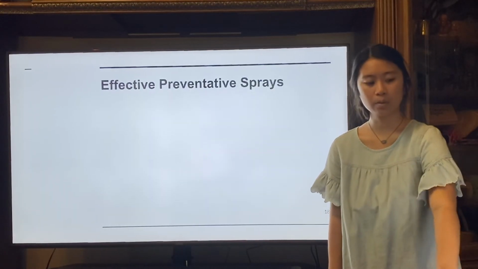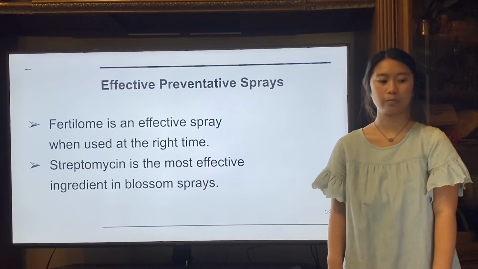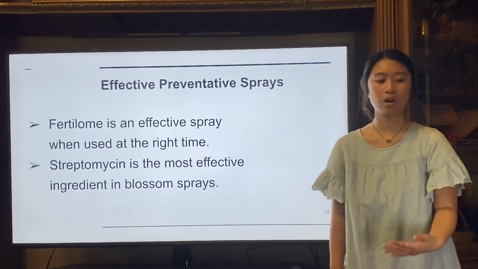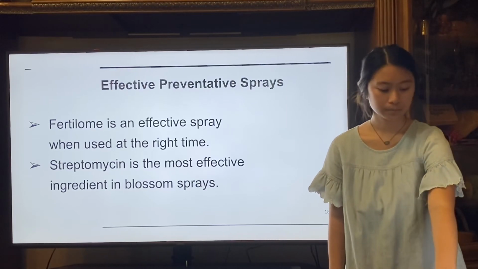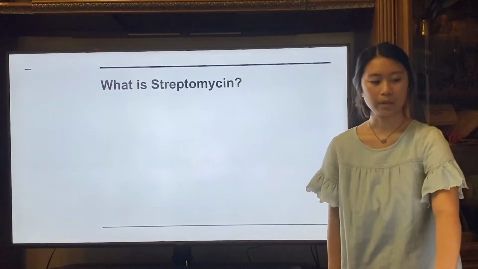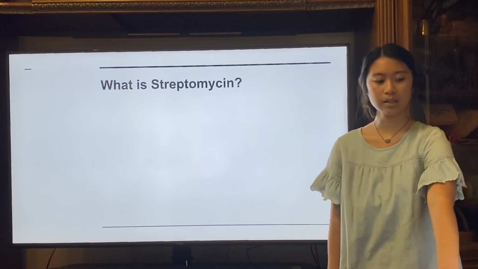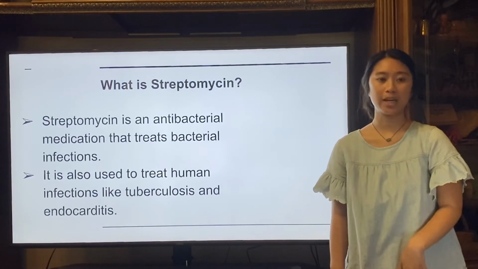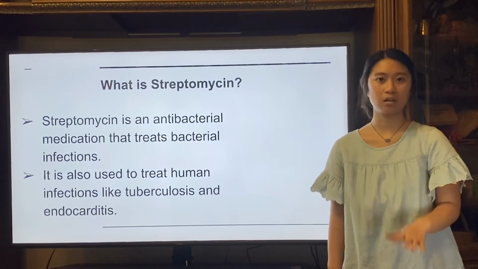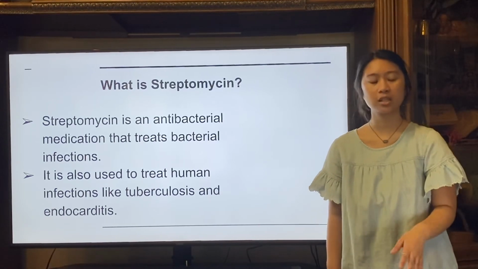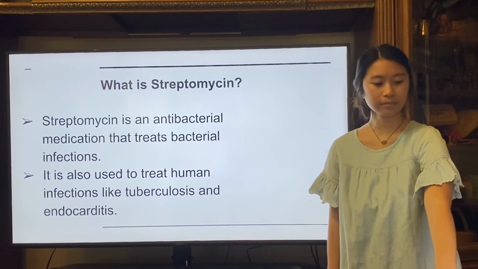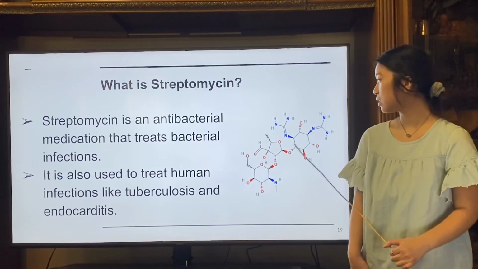So one example of a spray that is pretty much effective is called Fertilome, and it's because it has the key ingredient called streptomycin. And that's a picture of Fertilome. And in case you don't know what streptomycin is, it is an antibacterial medication that treats bacterial infections. And it's not just used for plants, it could also be used for human infections such as tuberculosis and endocarditis. And that's a picture of streptomycin.